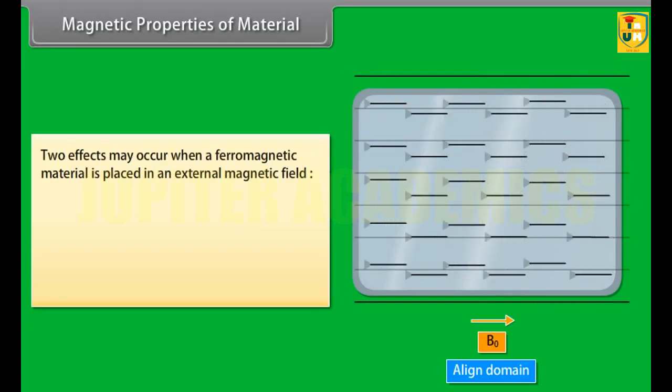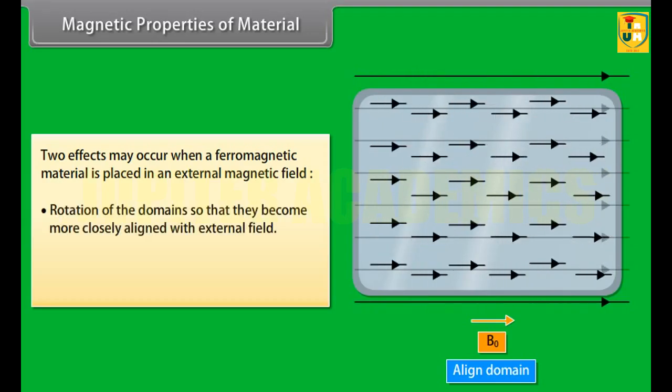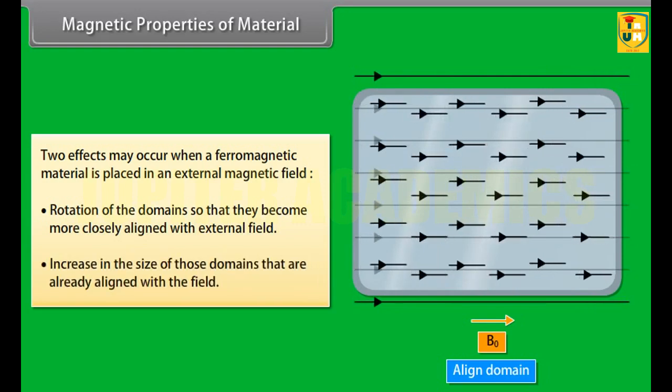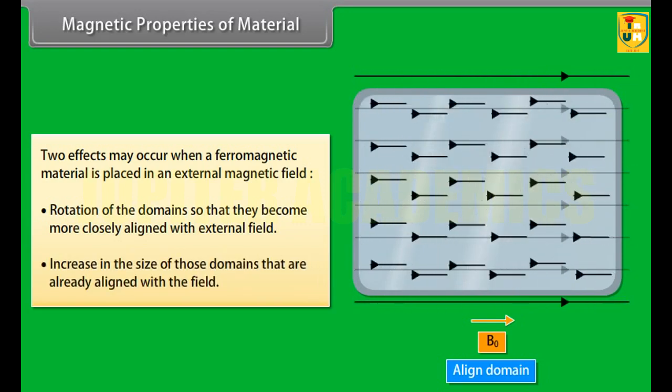Two effects may occur when a ferromagnetic material is placed in an external magnetic field: rotation of the domains so that they become more closely aligned with the external field, and increase in the size of those domains that are already aligned with the field. Hysteresis curve.